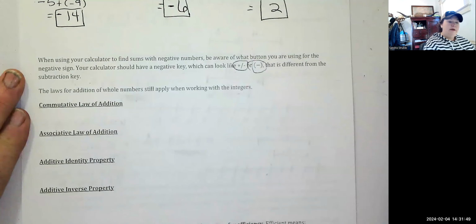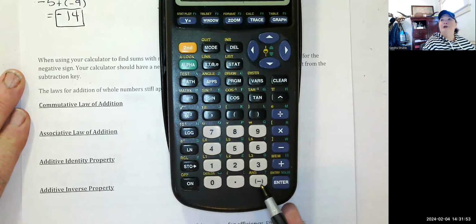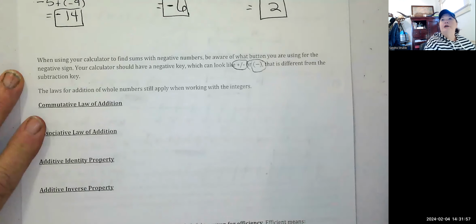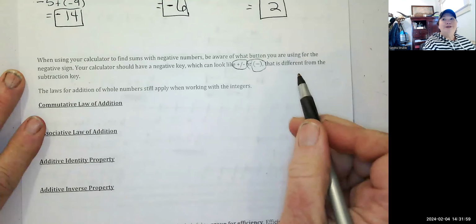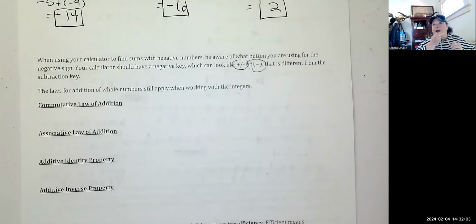So this one is on my graphing calculator, and it's right here. Your positive and negative one that it showed first should be down in this general area of your calculator as well. It is different from your subtraction key. You cannot use your subtraction key to create negative numbers. It's not going to behave the same way. Your answers will be wrong. If they're not, you're going to be very lucky.